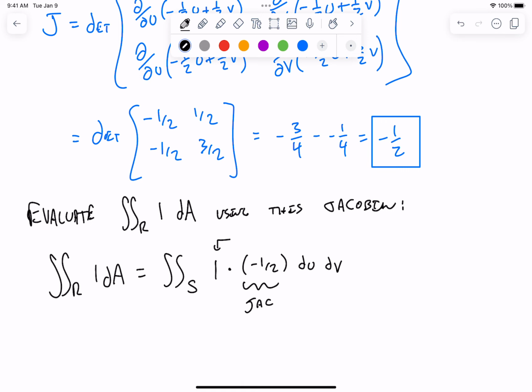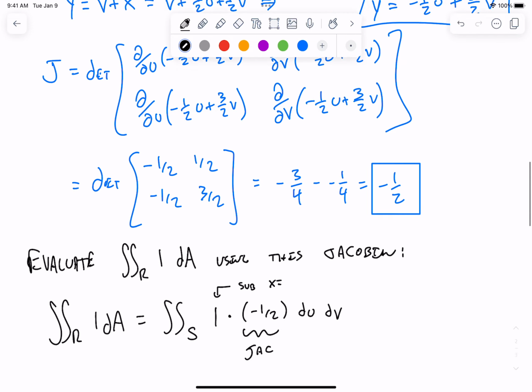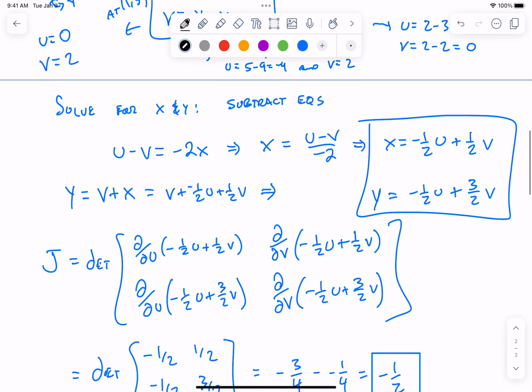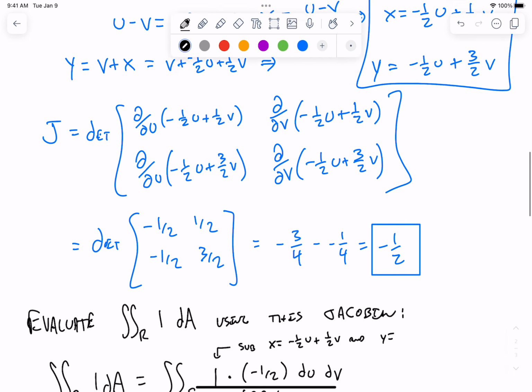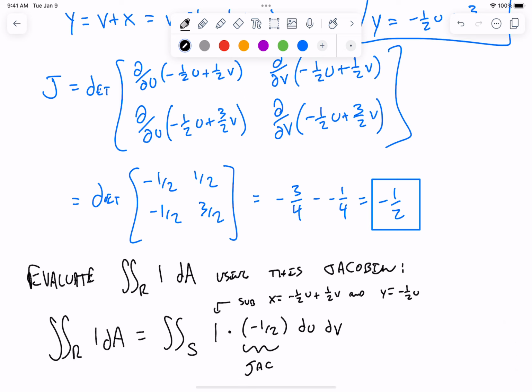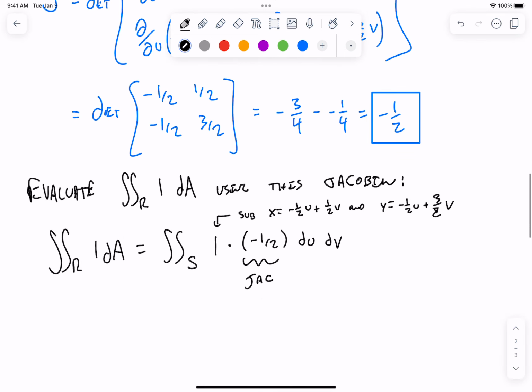Now in here, if there were x's and y's, you would substitute x equals negative 1/2 u plus 1/2 v, and y equals negative 1/2 u plus 3/2 v. You would sub in for x and y if there were any, but there aren't any here. It's just a constant function, so you don't have to do any substitutions. But it still affects the bounds, and there's that Jacobian there.